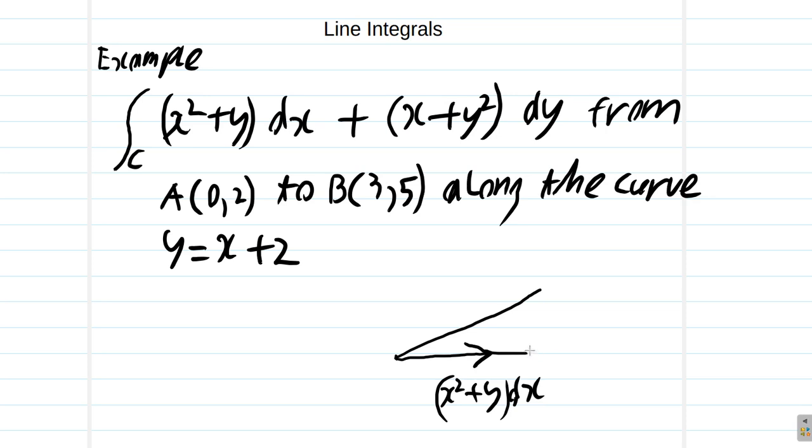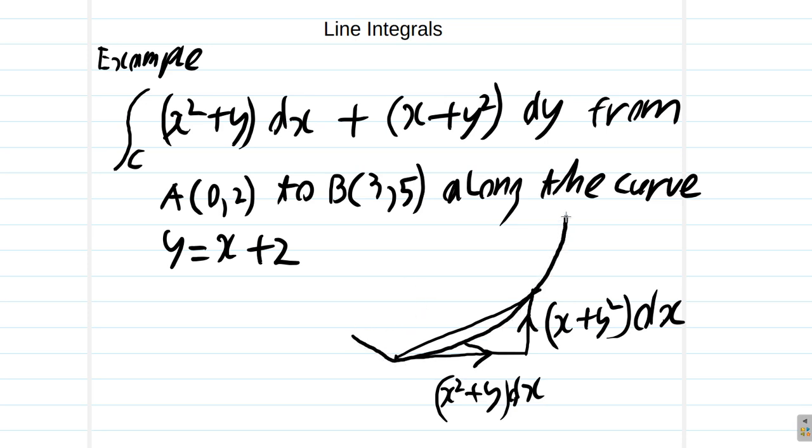And then there is that portion, x + y², in the direction y, which is dy. Okay? Alright. So that would be the horizontal and vertical component of the chord that you divide the curve into. I'm imagining that this is the curve. But if it is a straight line, then you can still divide it up into parts. Alright?